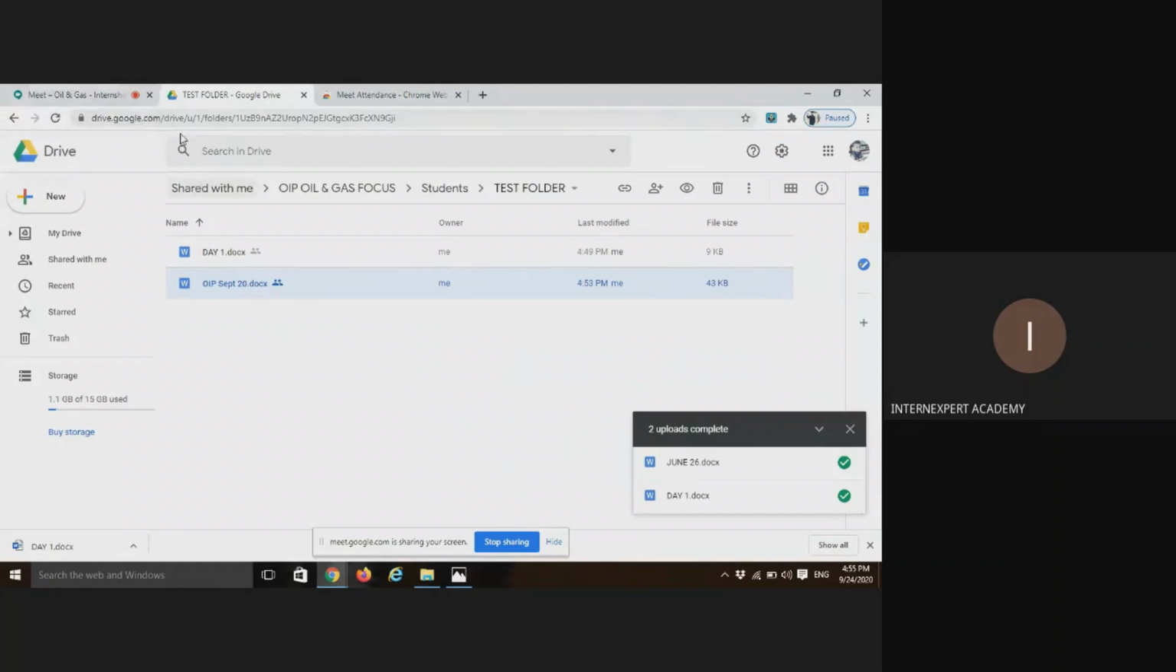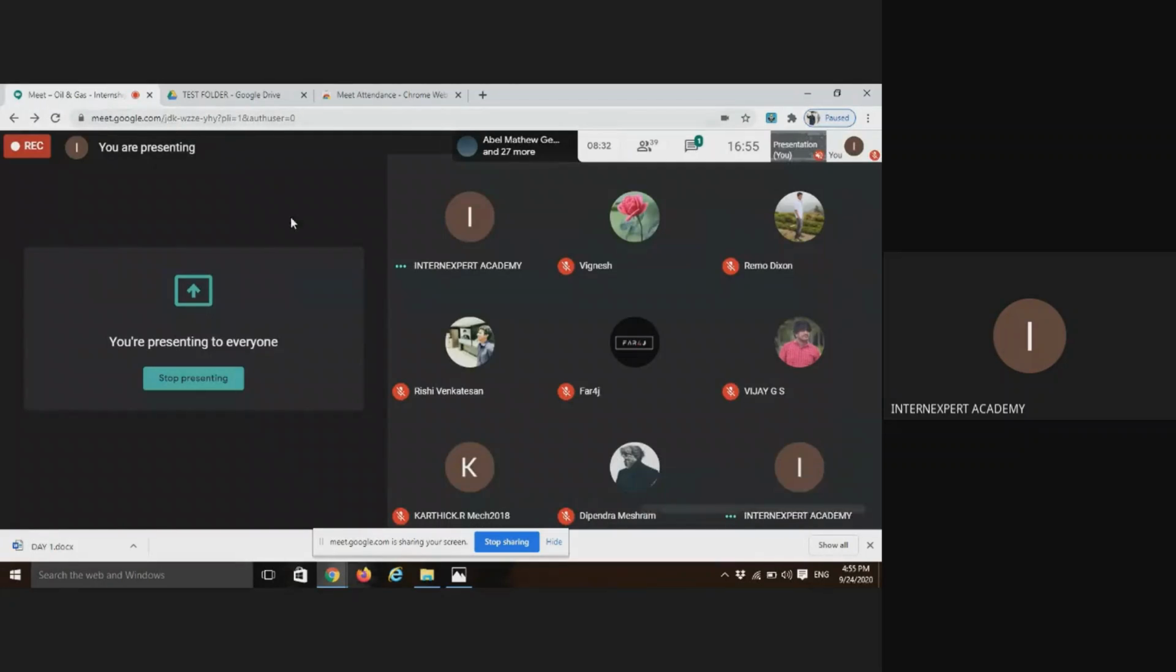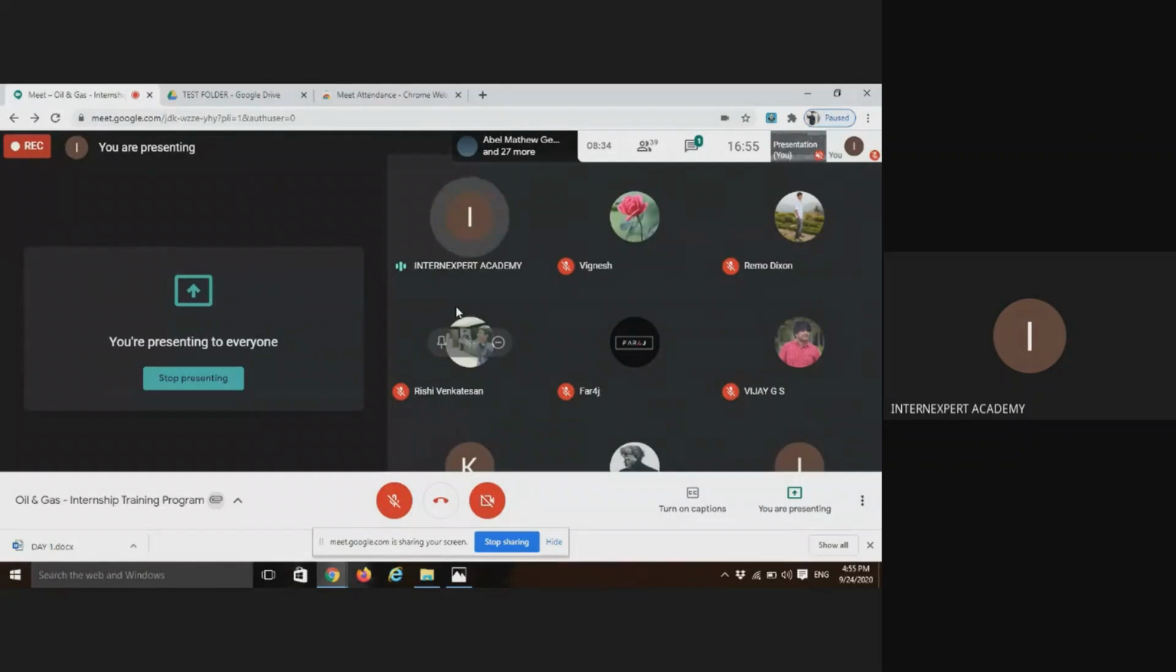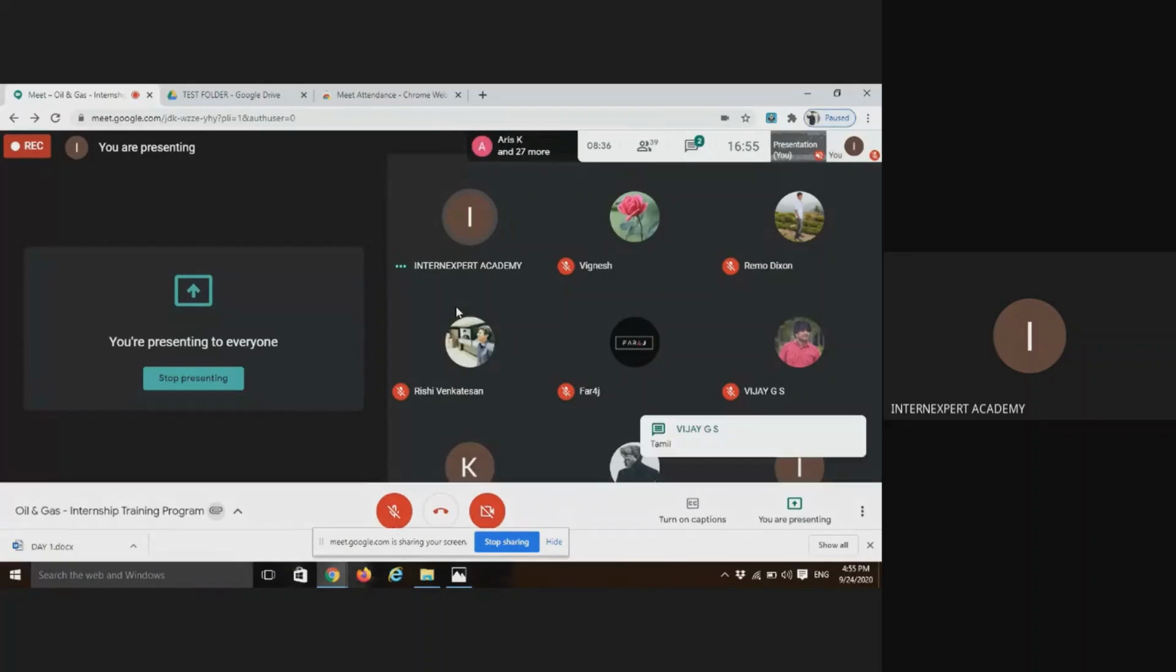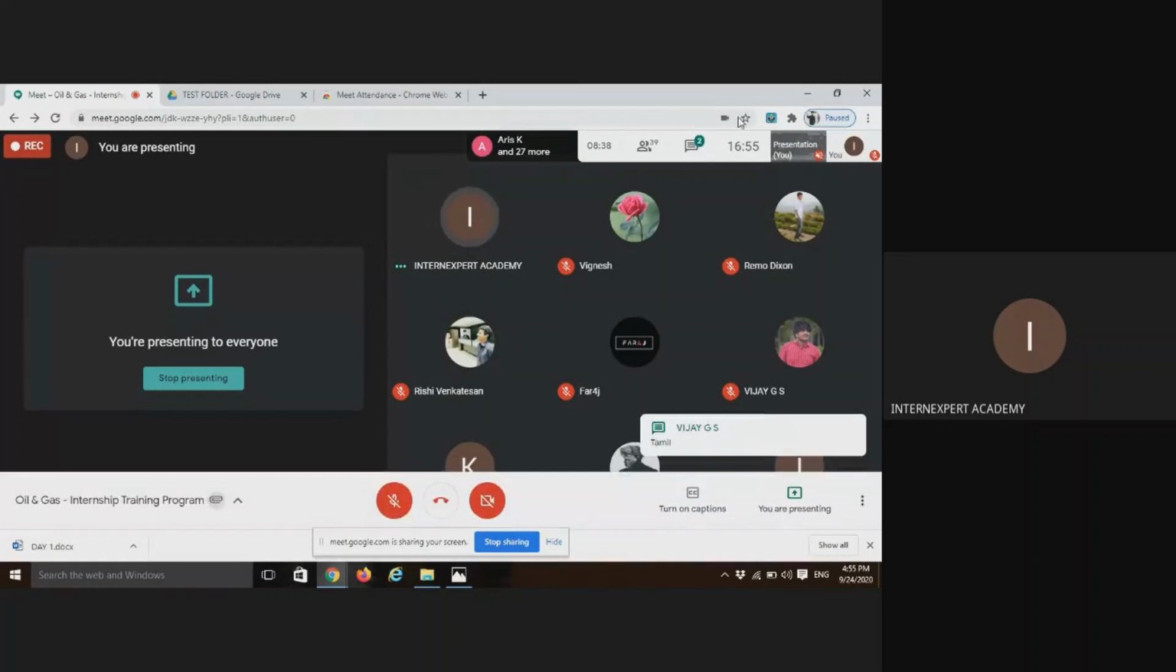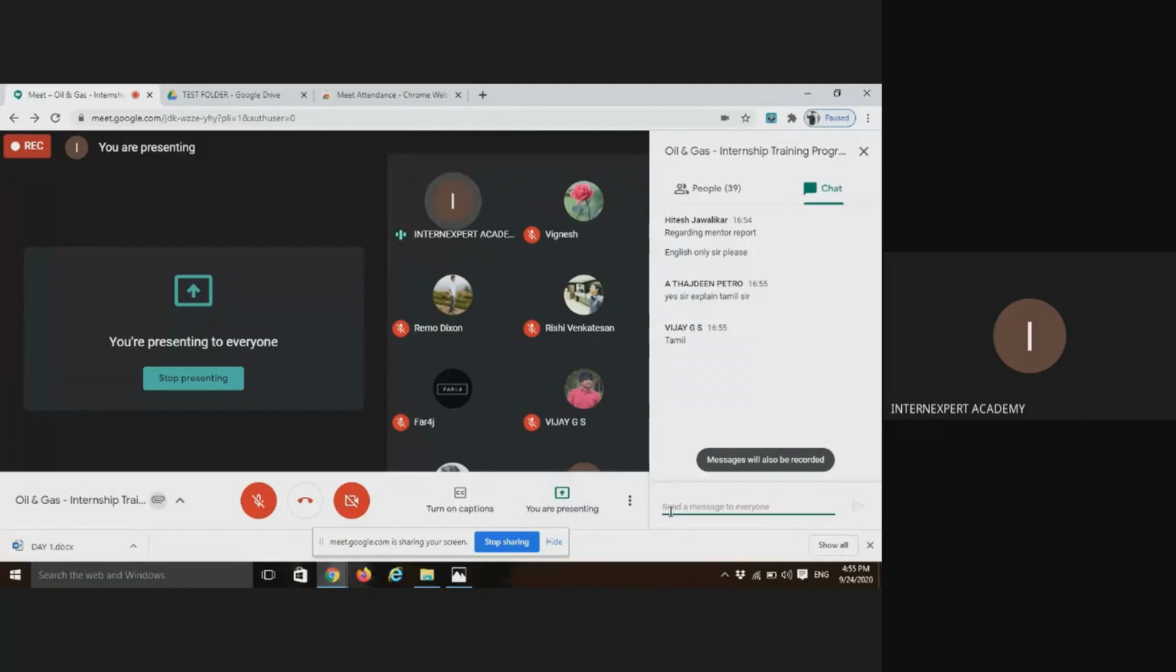See, the mentors folder is not shared for a particular mail ID. So we have shared you one link in your WhatsApp group. After this I will send you the link. Once you click that link, it will automatically go in, and you can go through it. Yes, I'll explain it in Tamil also.